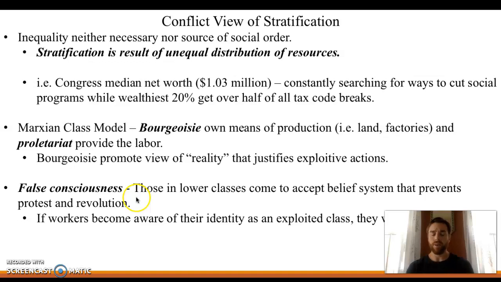And then Marx and other conflict theorists talk about this idea of a false consciousness. That's when those in the lower class actually accept the system, accept the status quo, so they don't try to revolt and change.